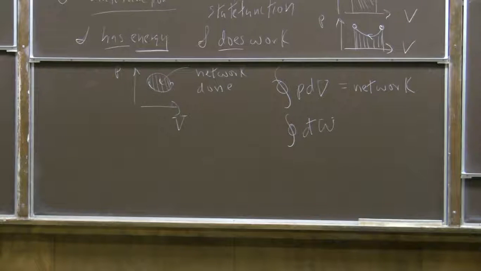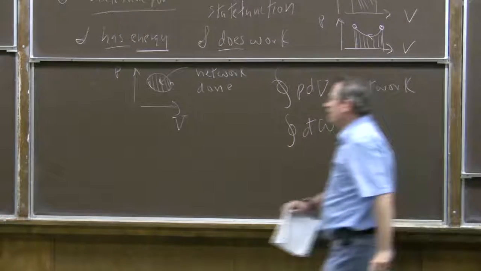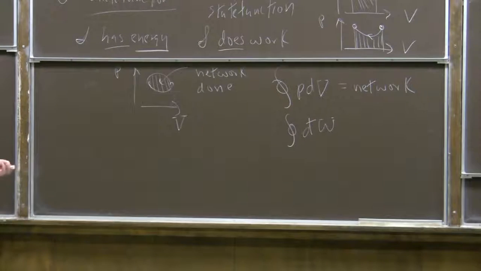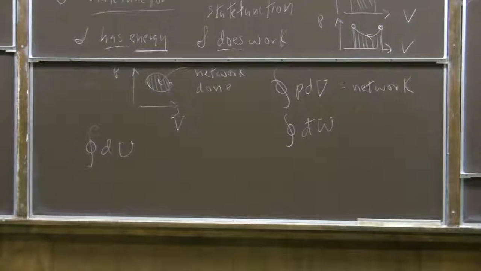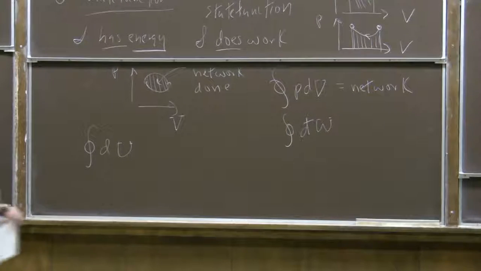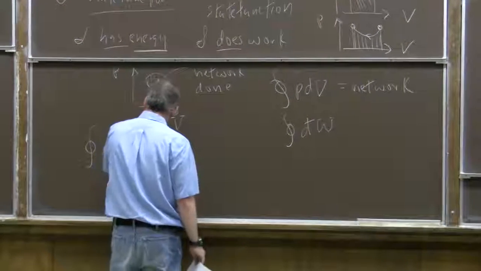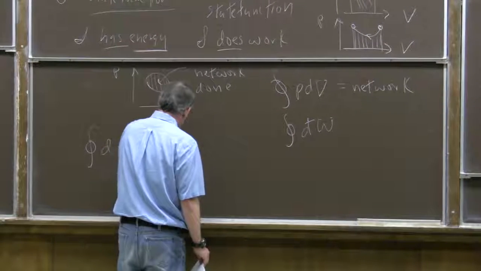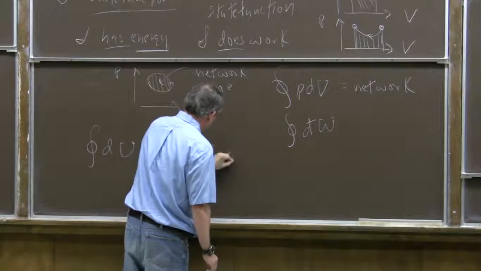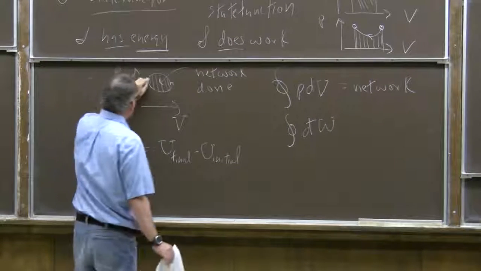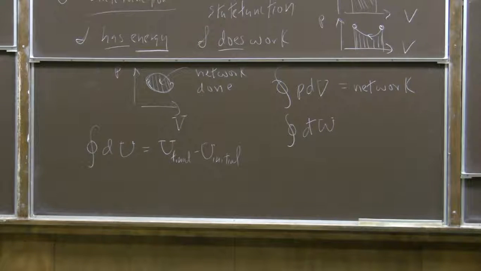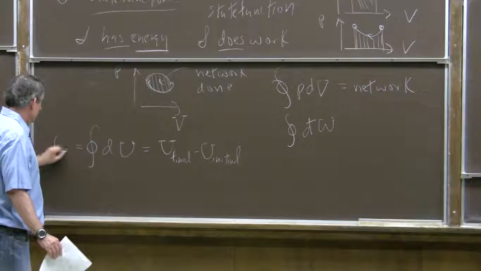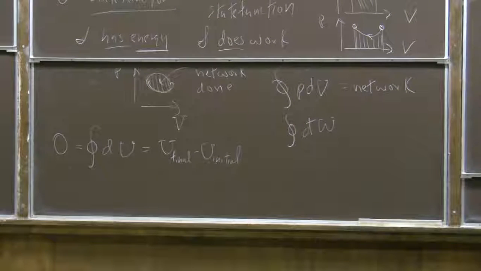Well, the reason I put the slash through the d is that if W were really a state function, like U is, if I considered under a closed cycle the integral of dU, the fundamental theorem of calculus says that's U final minus U initial as we go around the closed cycle. But we come back to the initial configuration at the end. So the final internal energy is the same as the initial internal energy. Over a closed cycle, the integral of dU is 0.